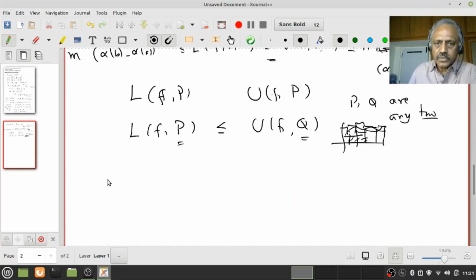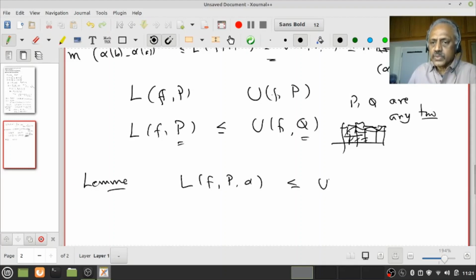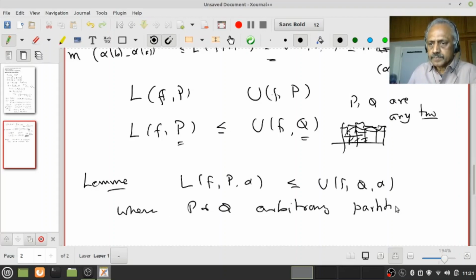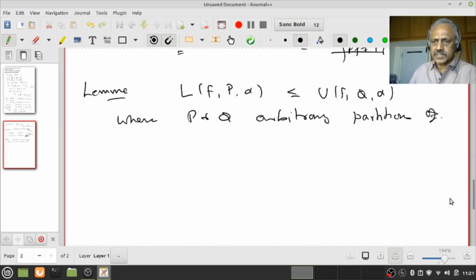So we will make it a lemma. We will prove it for any increasing function: L(f,P,alpha) is less than or equal to U(f,Q,alpha), where P and Q are arbitrary partitions of the interval, etc., etc. How do you prove this?